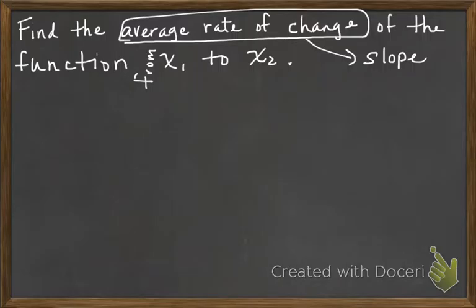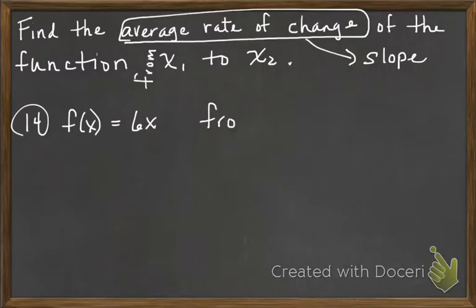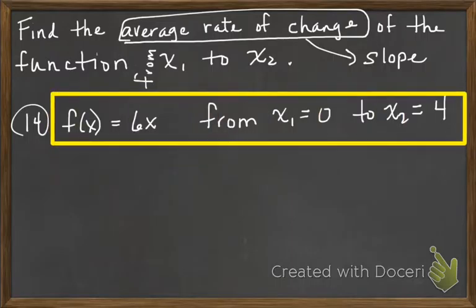So we're looking at number 12. No, we're not. We already did 12. We're looking at number 14. So they're going to give you a function, and they're going to give you two x values. They're going to say find the average rate of change if x sub 1 is 0, x sub 2 is 4. So that's going to be your given information. They're going to have to give you a function, an x sub 1 value, and an x sub 2 value.